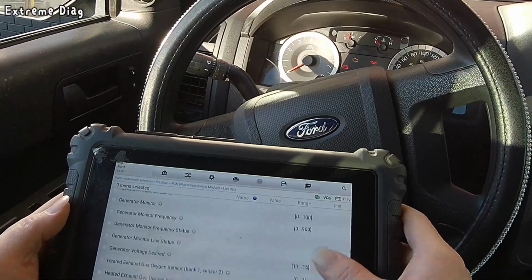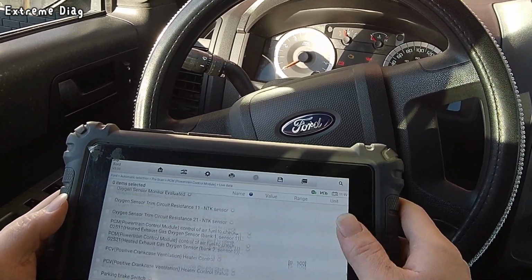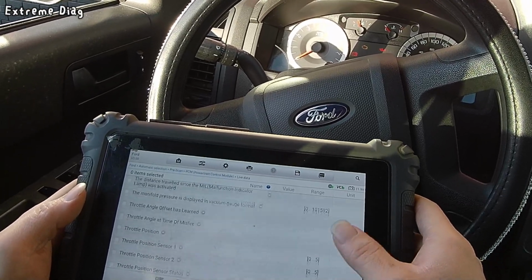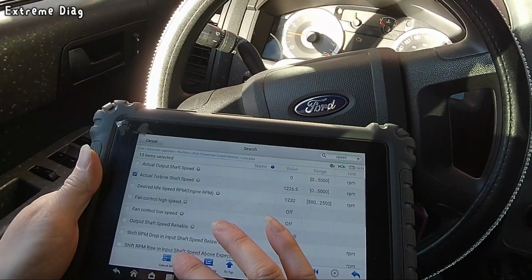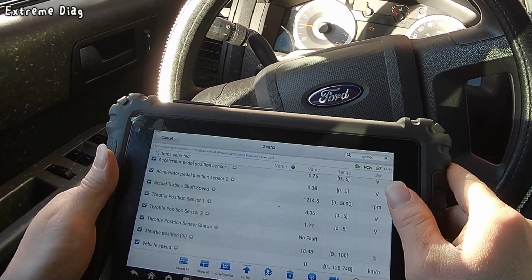What you're seeing now is the PCM's real-time data. I've filtered out only the data relevant to the diagnosis for clarity. I've narrowed it down to data related to the accelerator pedal and throttle body.